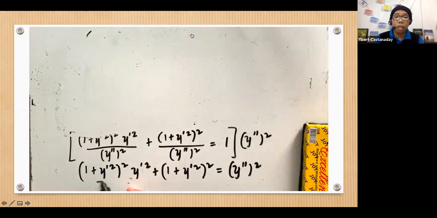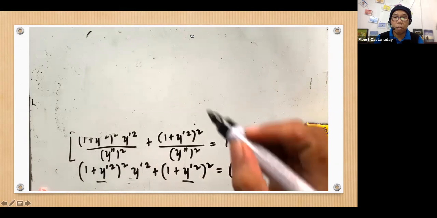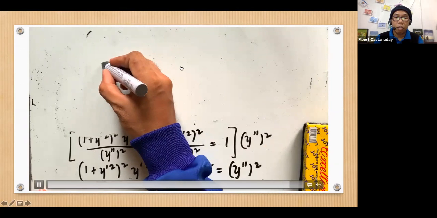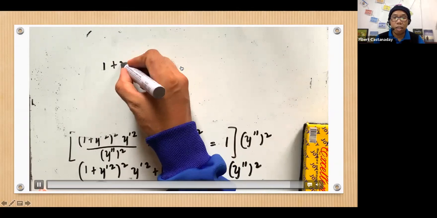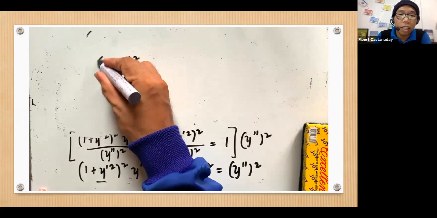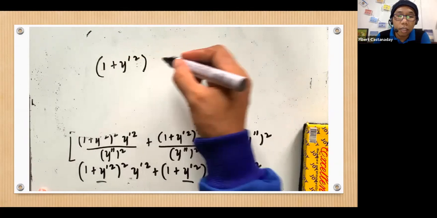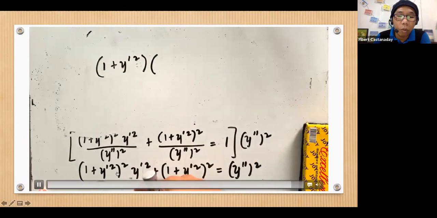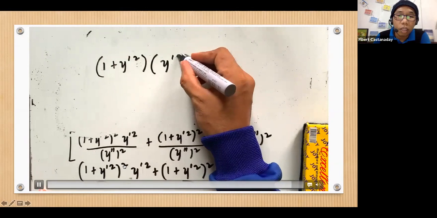As you can see, you have a common factor in the two terms, di ba? We can factor out. Naka-factoring by grouping na siya na format. So ano yung nakita natin? Common yung (1 + y'^2)^2. So factor out lang natin.